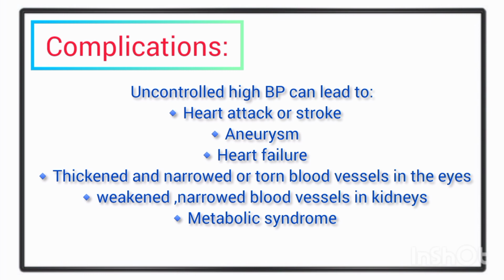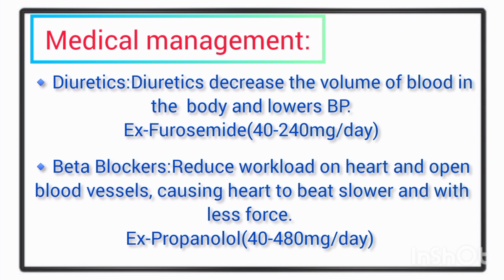Aneurysm means ballooning of the arterial wall, then heart failure, thickened and narrowed or torn blood vessels in the eyes, weakened or narrowed blood vessels in the kidneys, and metabolic syndrome. So these are the complications we can see in uncontrolled high blood pressure. Next, medical management of hypertension, or what are the treatments we can give to the hypertensive patient, right?